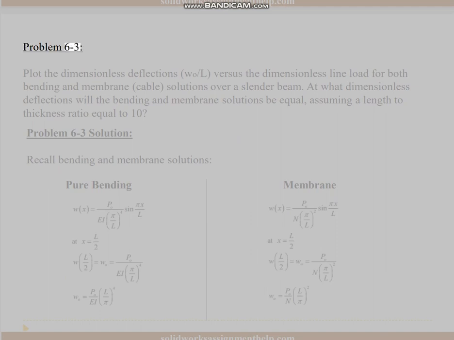Problem 6-3. Plot the dimensionless deflections, W/L, versus the dimensionless line load for both bending and membrane, cable, solutions over a slender beam. At what dimensionless deflections will the bending and membrane solutions be equal, assuming a length to thickness ratio equal to 10? Problem 6-3 solution. Recall bending and membrane solutions, pure bending and membrane.